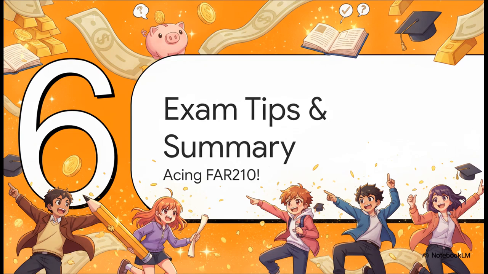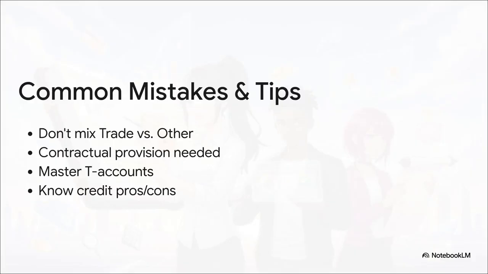Almost at the finish line, Section 6, Exam Tips and Summary, Acing FAR210. Let's wrap up this lesson with some key summary points so you can absolutely crush your FAR210 assessments. Here are the most common mistakes students make. Number 1, mixing up trade versus other receivables. Remember, trade is for the ordinary business, like selling the cakes. A loan to an employee, that is strictly other.